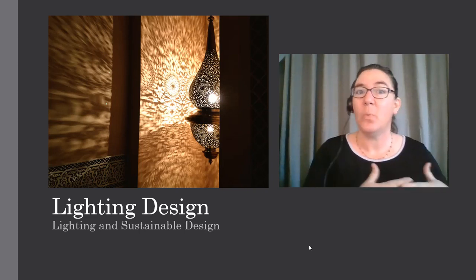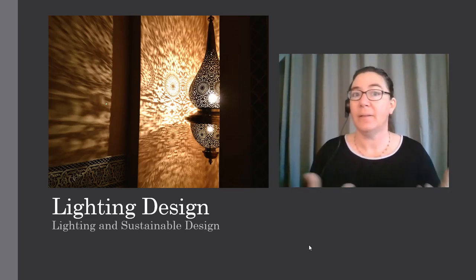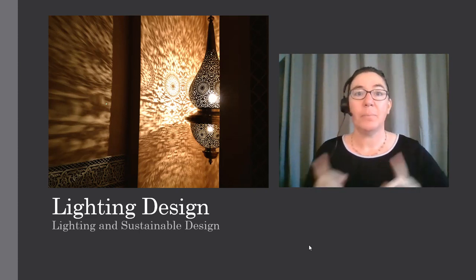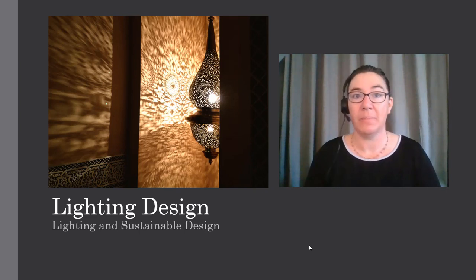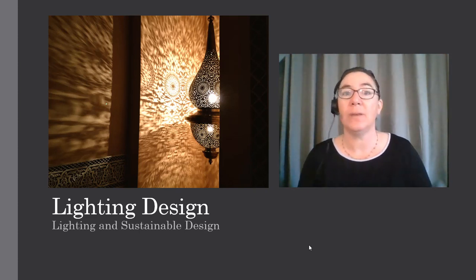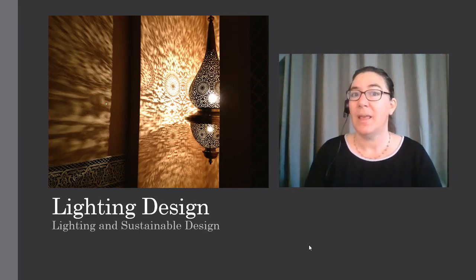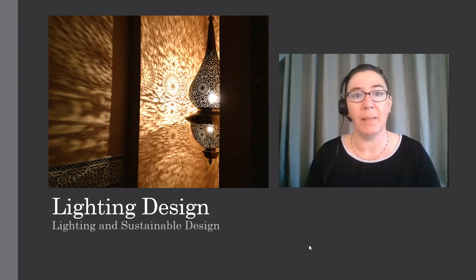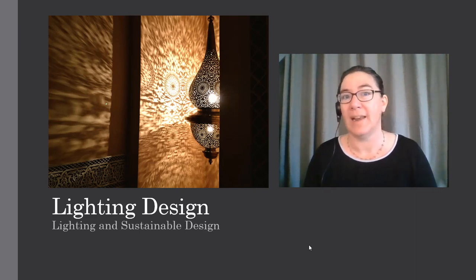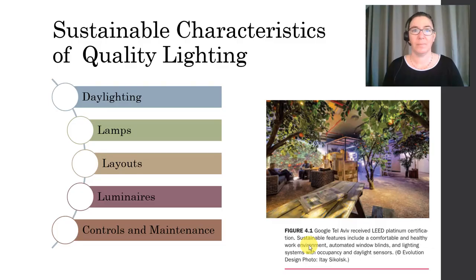All right, welcome back. We are talking about lighting and sustainable design. In the previous video, we focused in on what should be your number one sustainability design goal for lighting, and that was to reduce energy use. In this video, we're going to continue and talk about some of the other sustainability characteristics of a quality lighting design. And those characteristics we'll talk about include daylighting, lamps, layouts, luminaires, and finally controls and maintenance.